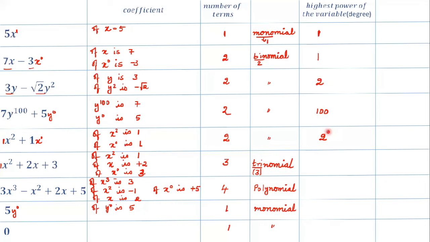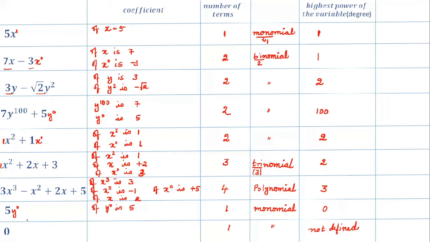In the next example, x square plus 2x plus 3. Power of the variable 2, 1 and 0. So highest power is 2. In 3x cube minus x square plus 2x plus 5, highest power is 3. And 5y to the power 0, or 5, is a polynomial. Highest power is 0. You can write any variable, but power should be 0.